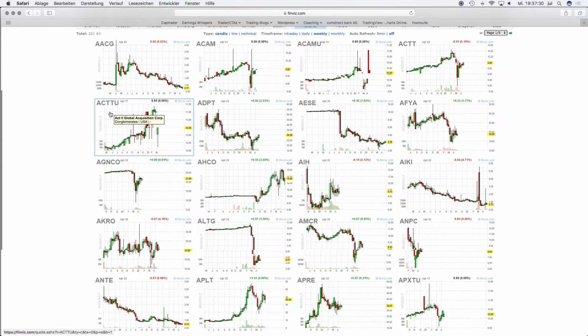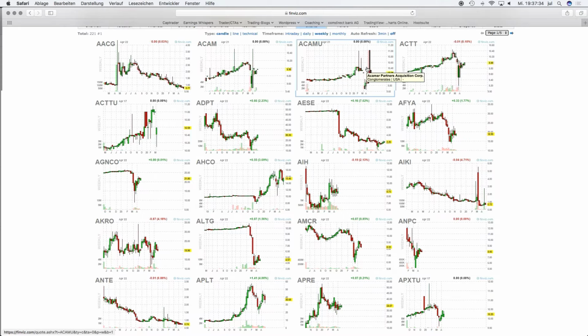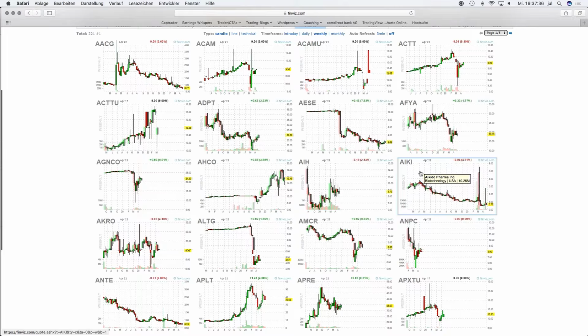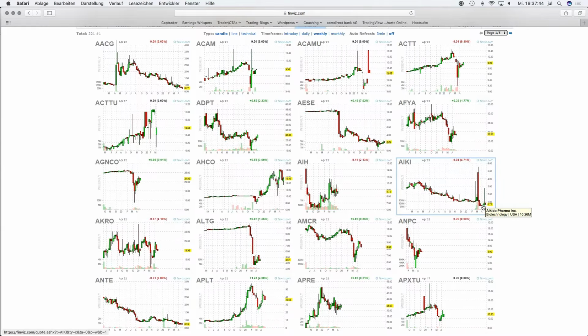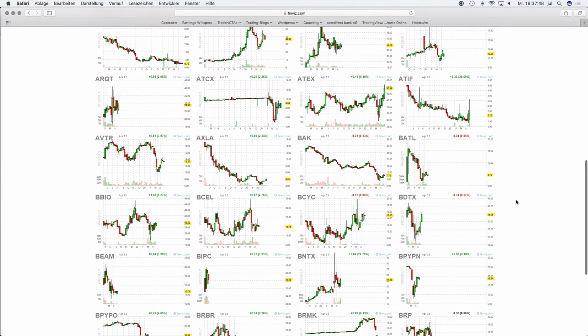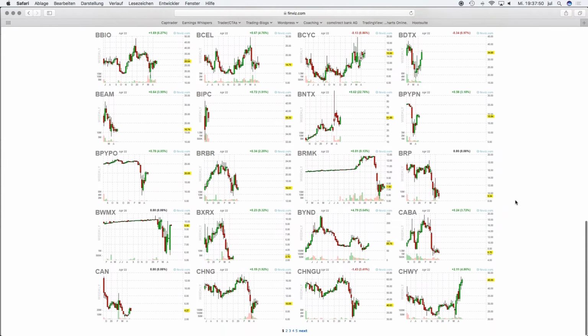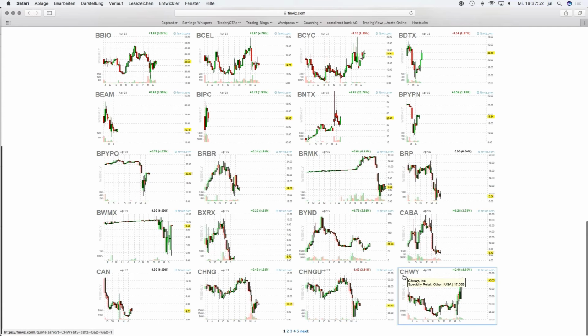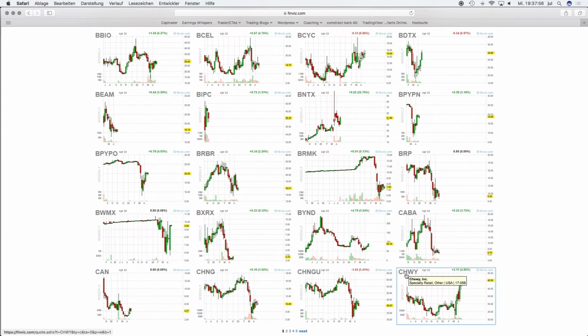Here, for example, if you look at such a stock here, whatever that is, or something like that here, or Aikido Pharma for 72 cents. This is crap. I will not look at that. But sometimes you find much more interesting IPOs. For example, here is one, Chewy, which I also highlighted in the newsletter.